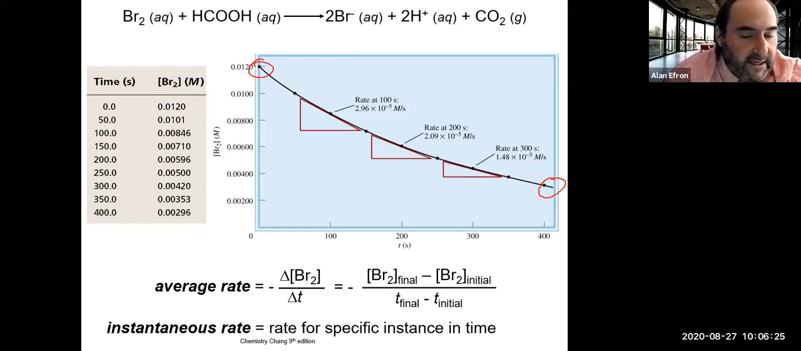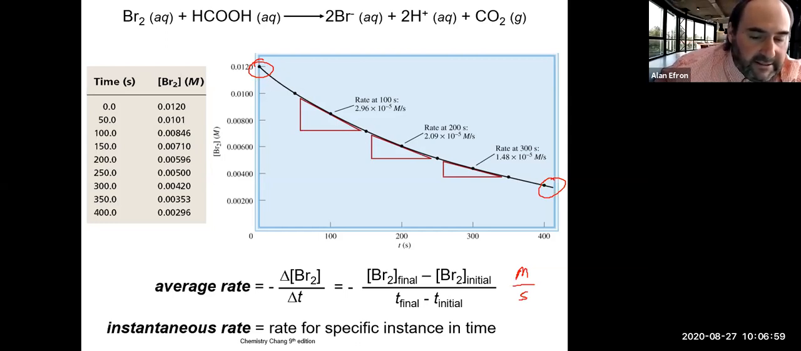In most cases in terms of a reaction, we'll talk about what is referred to as the average rate. The average rate in this particular case, in terms of Br2, is negative the change in concentration of Br2 over the change in time. That means we take our final minus our initial concentration of Br2, and our final minus initial time. This would be molarity on top and seconds on the bottom, giving us our rate.